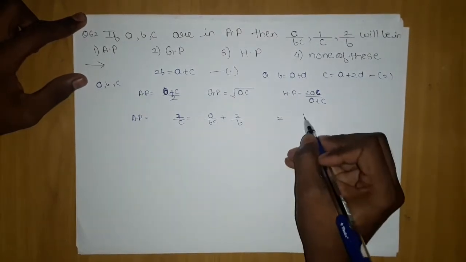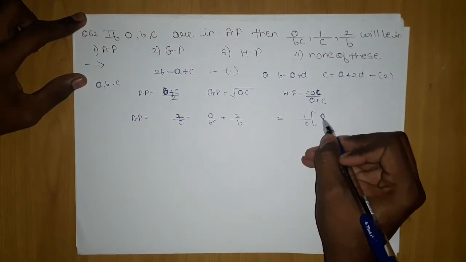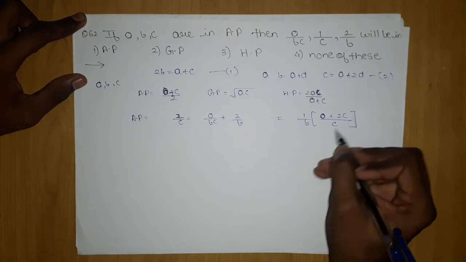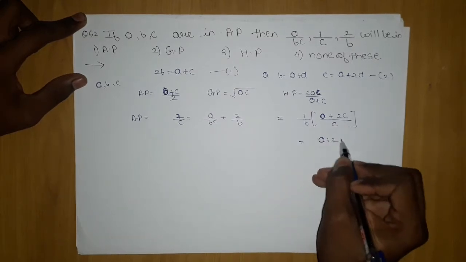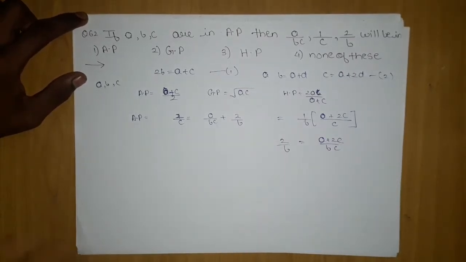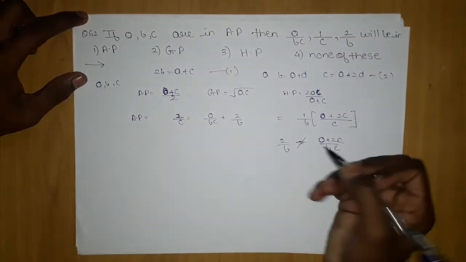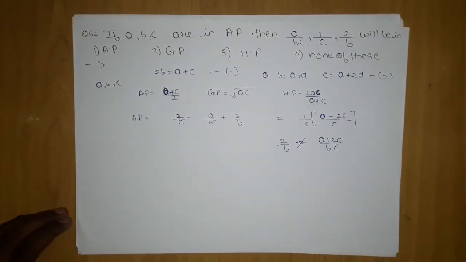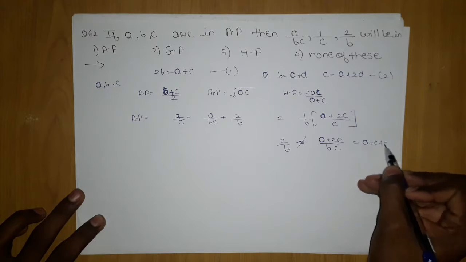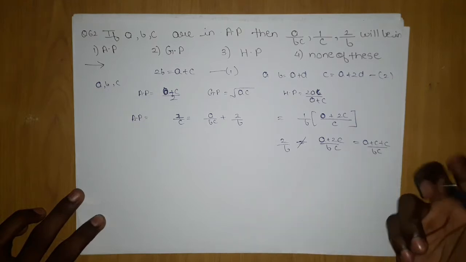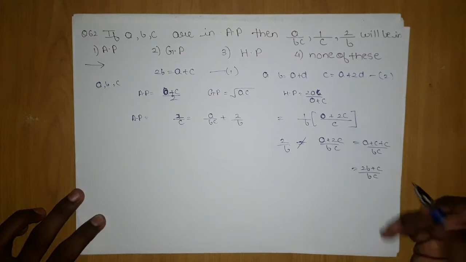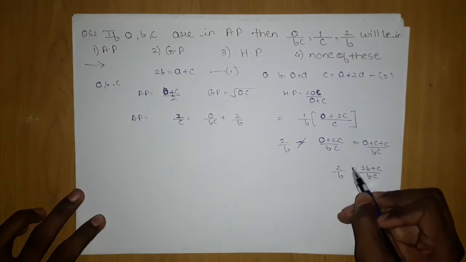So now the calculation: take b common, it will become a, it will become 2c upon c, which will bring me a plus 2c upon bc. Now after this step it is very clear that it is not going to prove any AP, because even if you say I am going to do this manipulation, a plus c upon bc, but after this step you will write 2b plus c upon bc, and you will get stuck here.